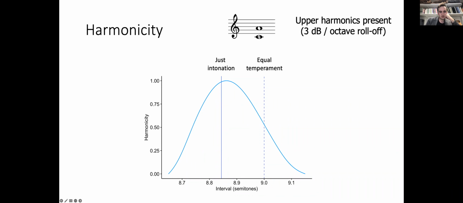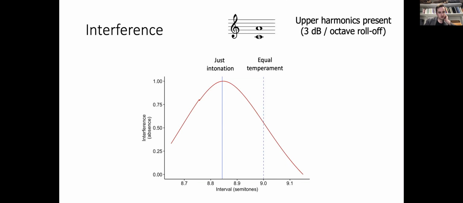Equal temperament, though, is what we normally get in much of today's Western music, especially in pop music. It's what most of your pianos will be tuned to. And that's what you get when you subdivide the octave, this 2:1 frequency ratio, into 12 exactly equivalent intervals. And according to the harmonicity model, listeners should be less keen on this equal tempered interval because it's quite a lot less harmonic. It turns out that the interference models also make similar predictions about this discrepancy between just intonation and equal temperament.